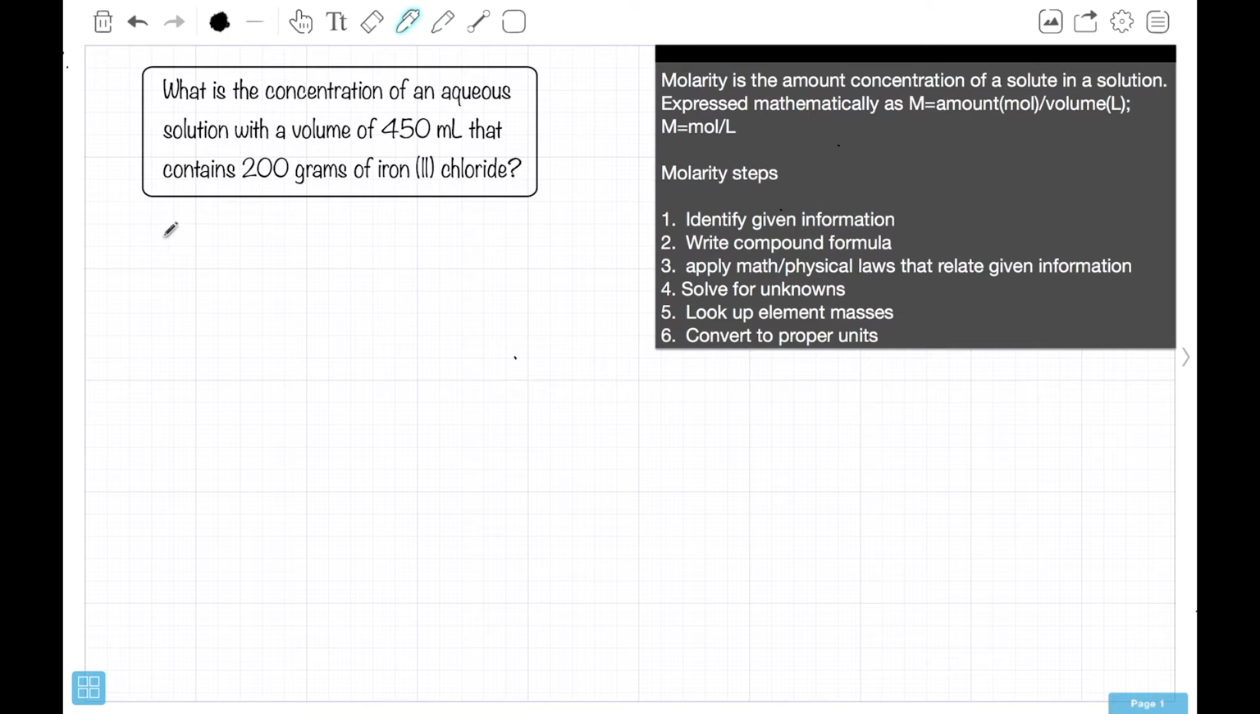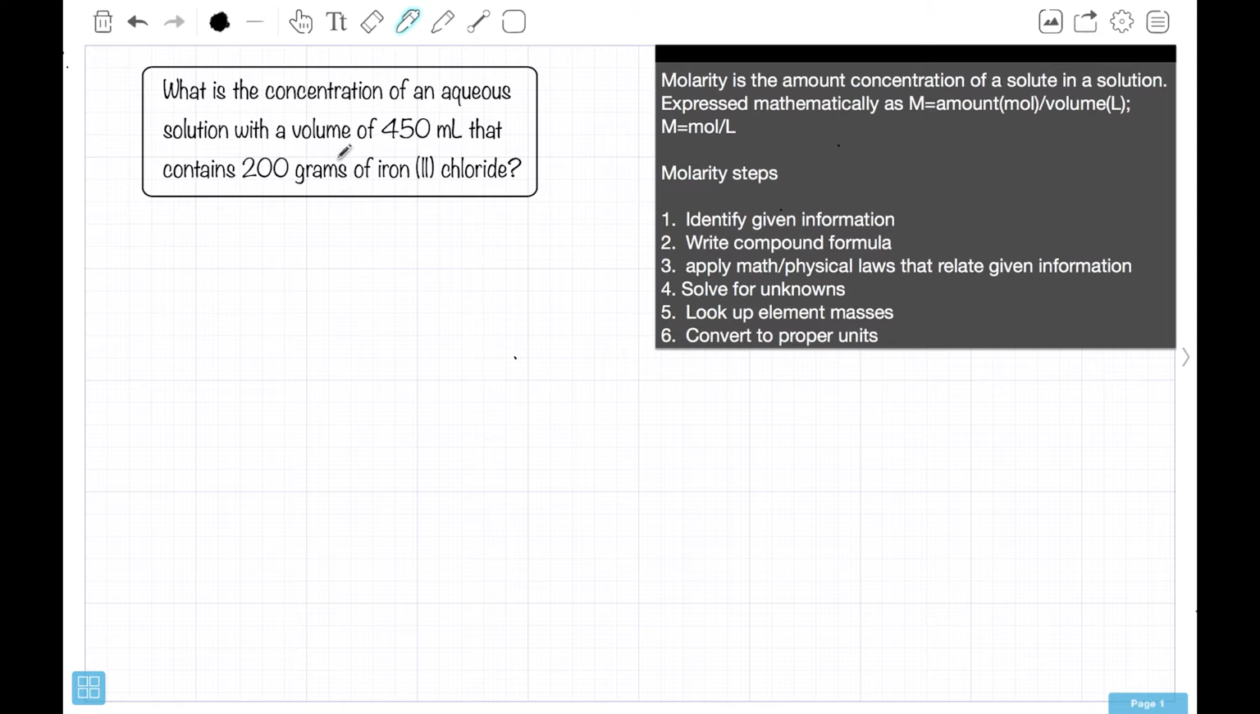Okay, so the problem this time says, what is the concentration of an aqueous solution with a volume of 450 milliliters that contains 200 grams of iron 2 chloride? So step one says, identify the given information. And in the beginning, it asks, what is the concentration? That's your first clue that you're dealing with molarity.